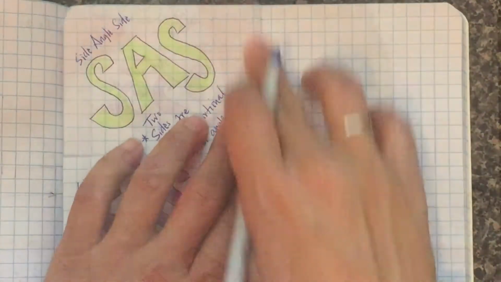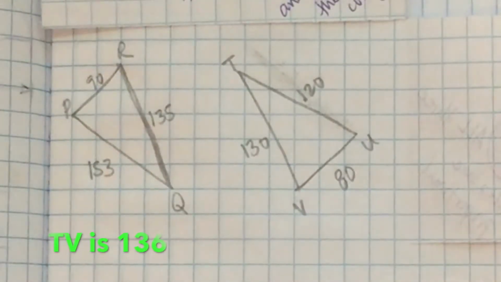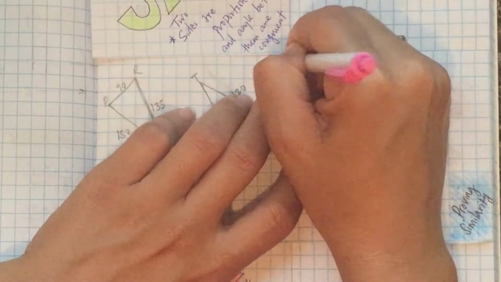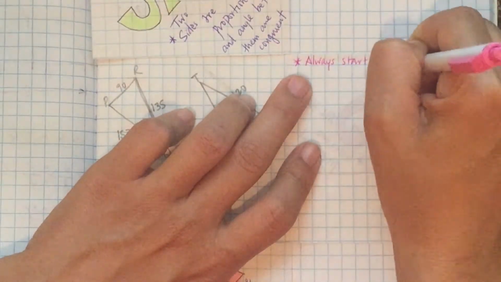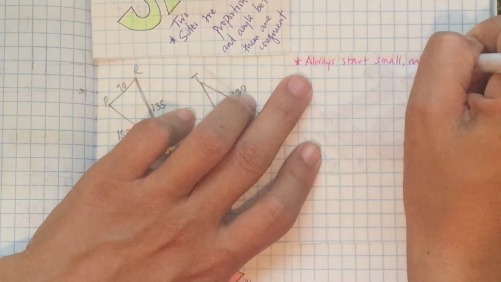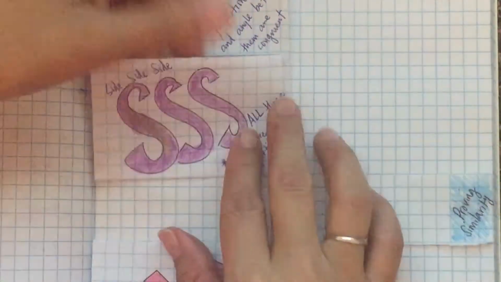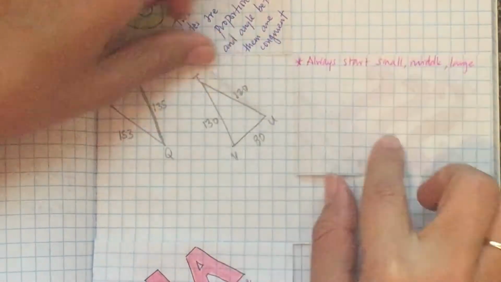I'm going to look at side, side, side. Pause the video, copy that down. If you didn't quite catch it, go ahead and rewind and then pause it down again. Always start small, medium, middle, then large. That's what I'm always going to do in class. You don't have to do it that way, but that's what I'm always going to do.